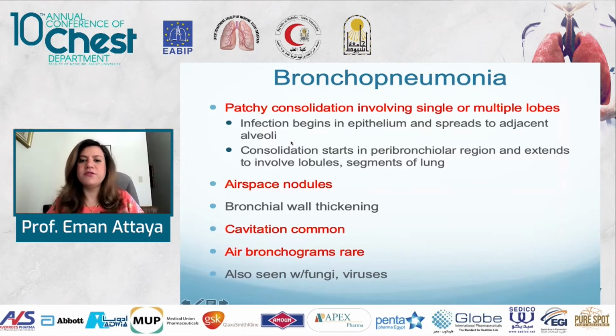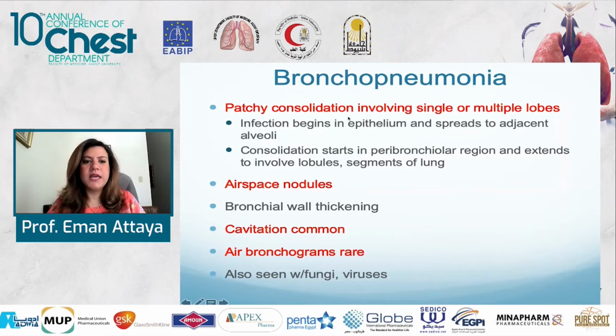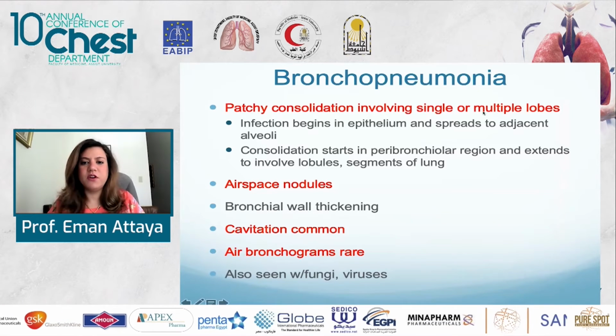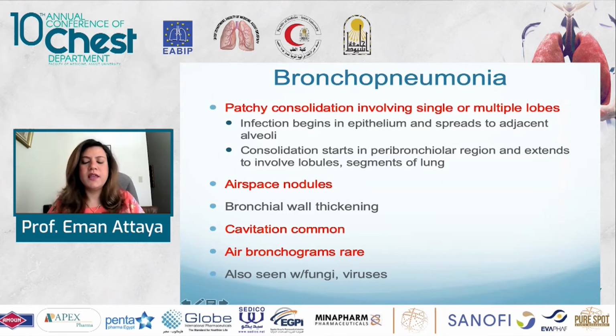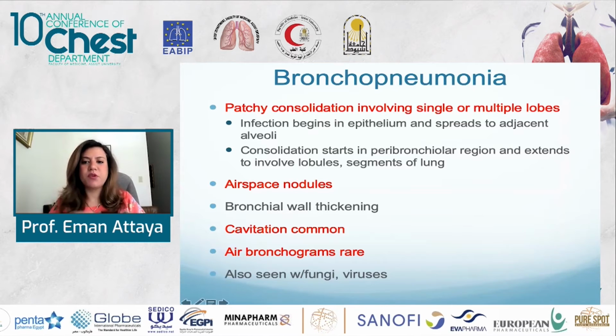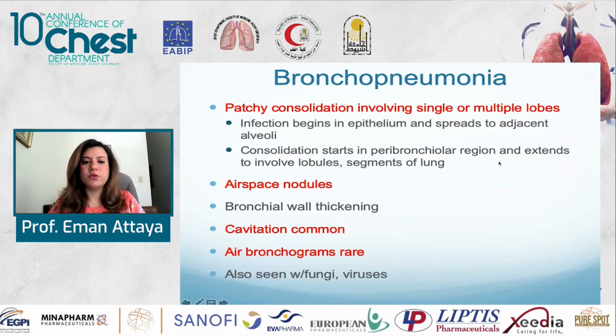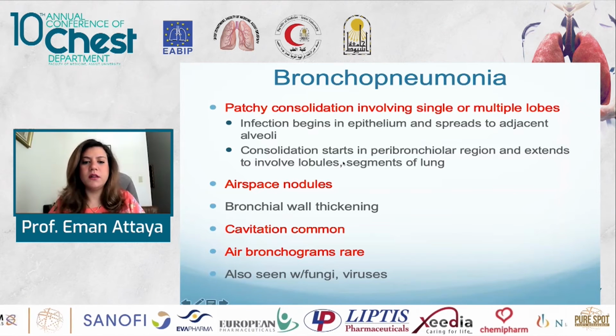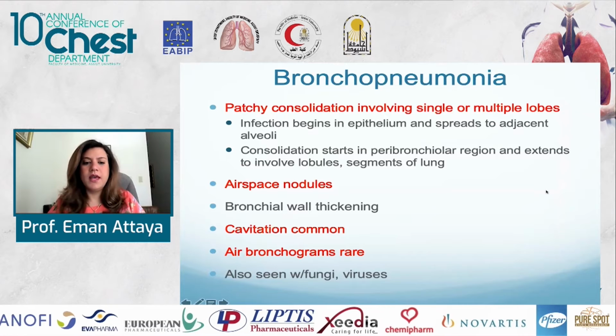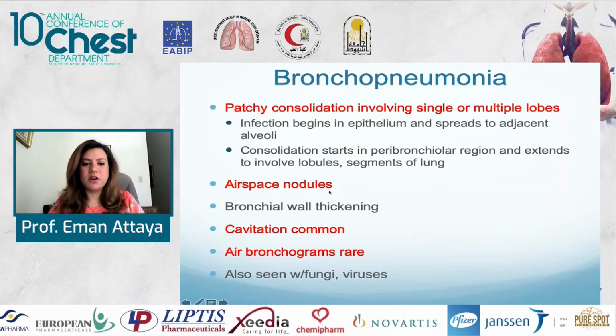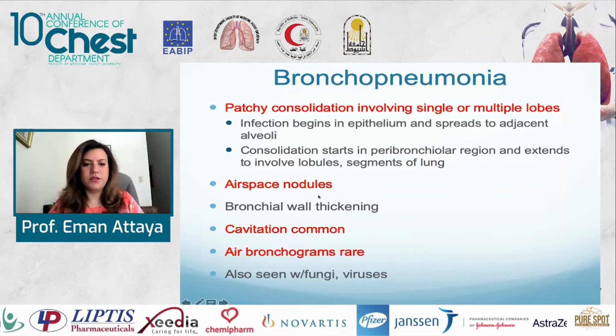Bronchopneumonia, this looks different than a lobar pneumonia. It's actually patchy consolidation involving single or multiple lobes. The infection begins in the epithelium and spreads to adjacent alveoli. The consolidation starts in the peribronchial region and extends to involve lobules and segments of lung. And with bronchopneumonia, you'll have airspace nodules, which you don't with lobar.